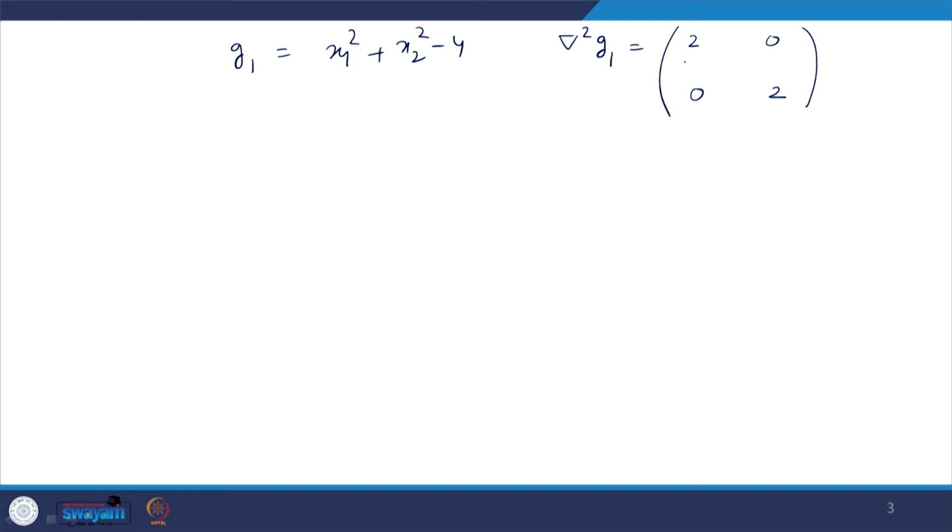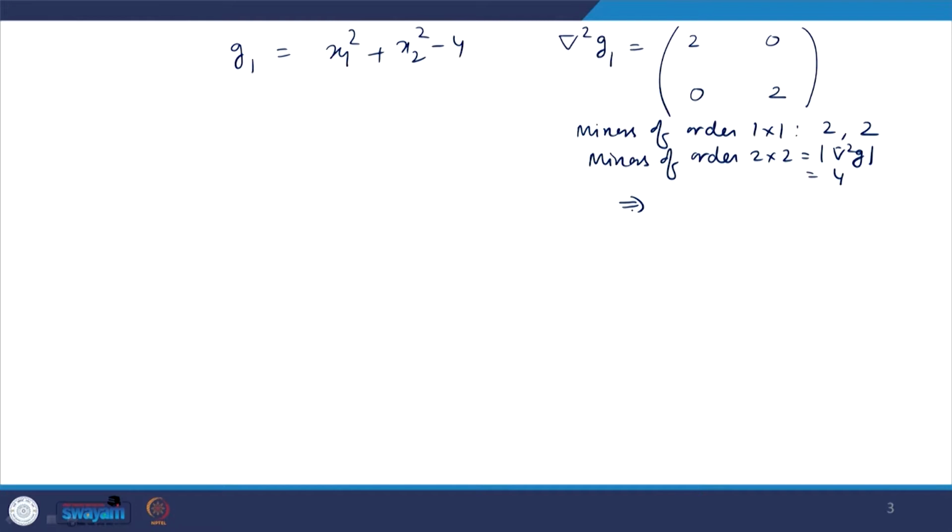Either you can see eigenvalues or principal minors. So, you can find the minors also. Minors of order 1 cross 1 are 2 and 2, and minors of order 2 cross 2 are the determinant of this matrix, and the determinant of this matrix is 4. So, all the minors are strictly greater than 0, that means this matrix is positive definite and hence convex.